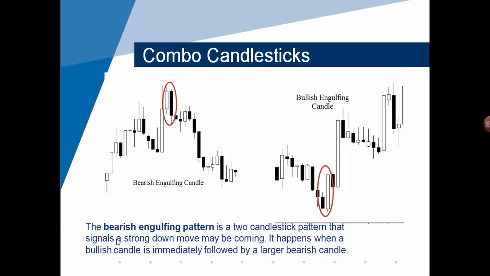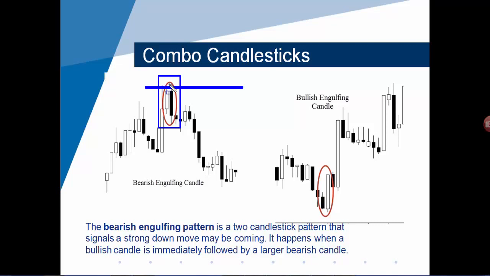Now, our bearish candlestick pattern, again, is a 2 candlestick pattern that signals a strong down move may be coming shortly. It happens when a bullish candle is immediately followed by a bearish candle. So just like we indicated with our bullish candle, on our bearish candle, the market rallies upwards, creates this bullish candle at a resistance level. And then boom, we have this bearish candle that engulfs the previous candle. So this signifies a bearish engulfing.